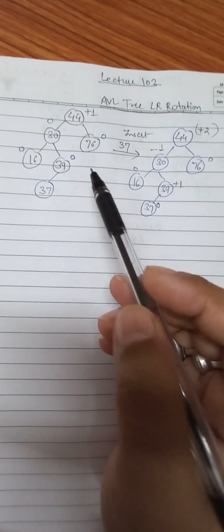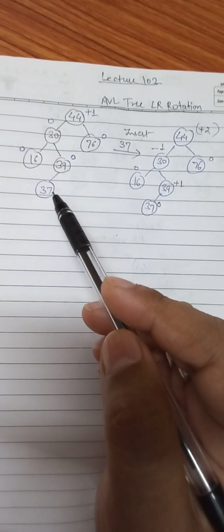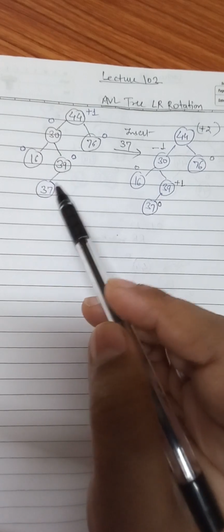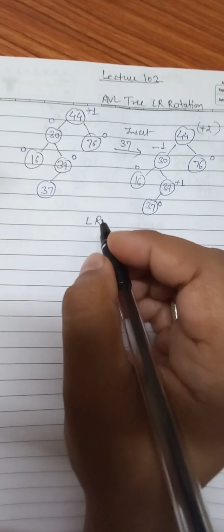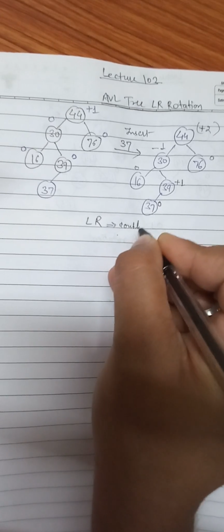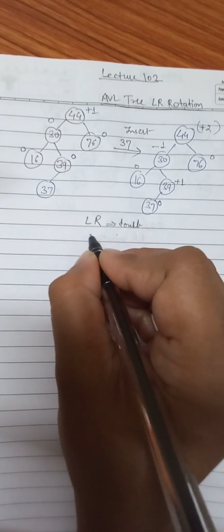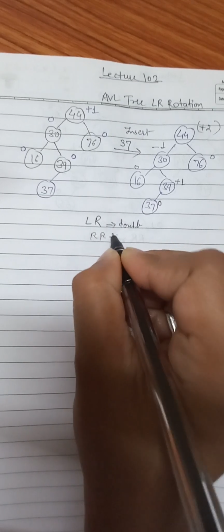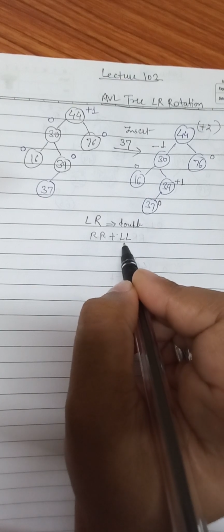As we have inserted 37 on the left subtree, right side, it will be LR rotation. What rotation are we going to use? LR rotation. And LR rotation is a double rotation, so we need to do it in two steps. First we will do RR, then we will do LL.